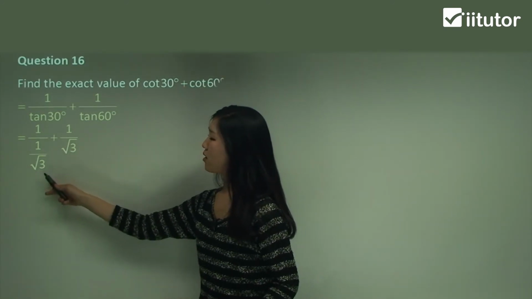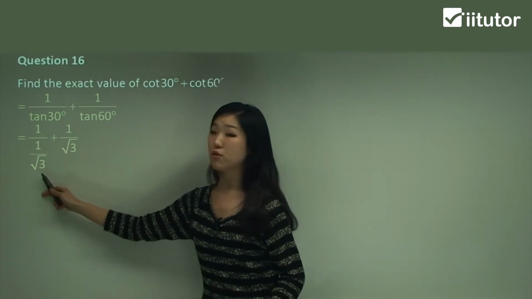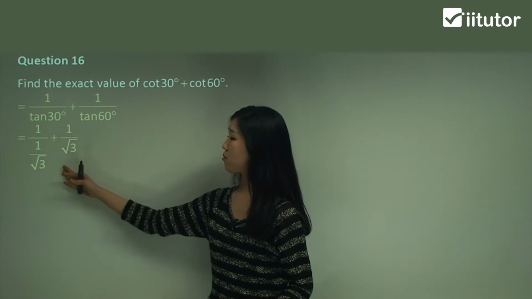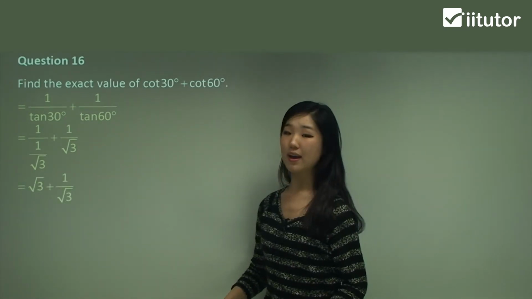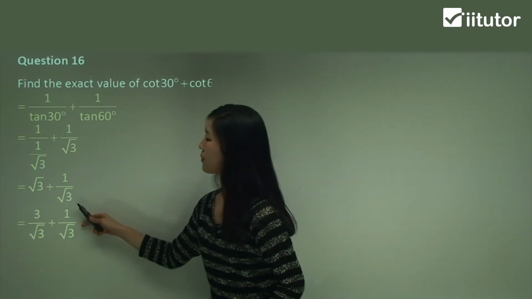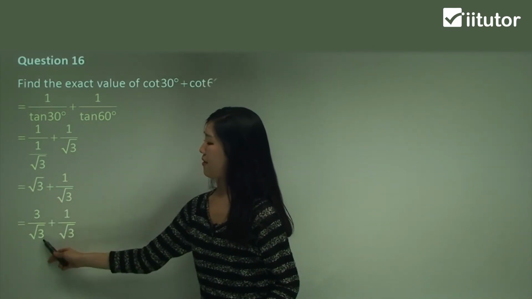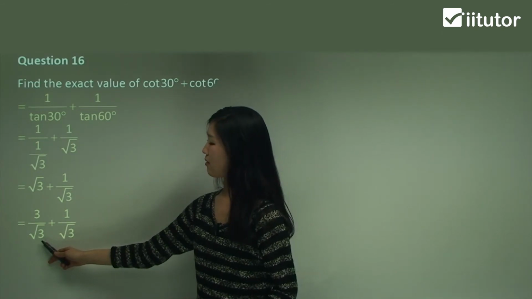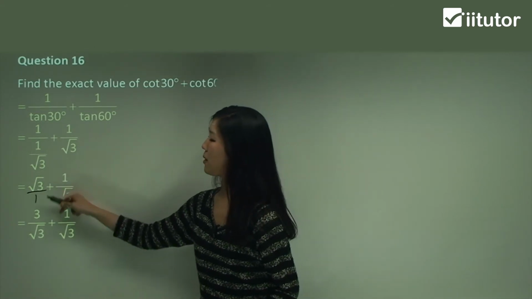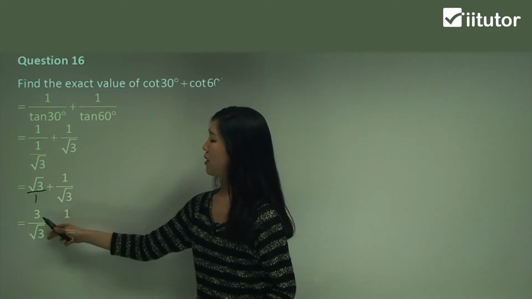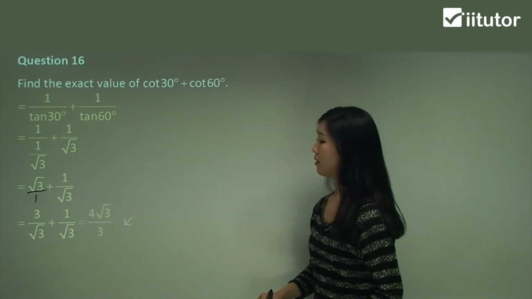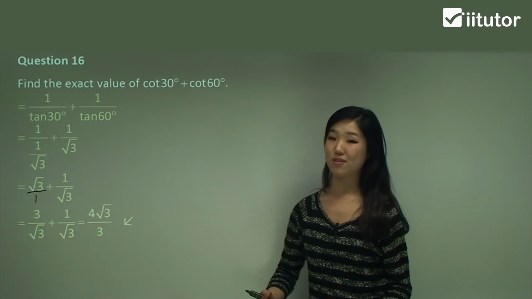So it's 1 over 1 on root 3. This will just be root 3, isn't it? 1 over 1 on root 3 will be just root 3. So root 3 plus 1 on root 3. And then what I'm going to do is put this over a denominator of root 3. See how this is root 3 on 1 basically? So I'm going to multiply top and bottom by root 3. So the top will be 3, the denominator will be root 3. So now that we've got the same denominator, I'm going to make that 4 root 3 over 3.